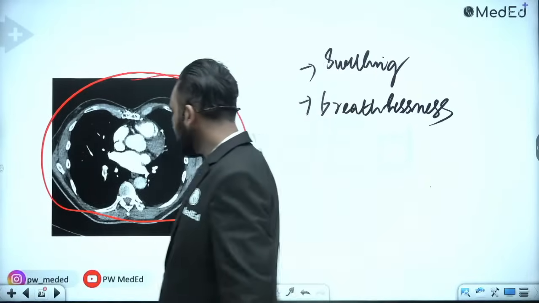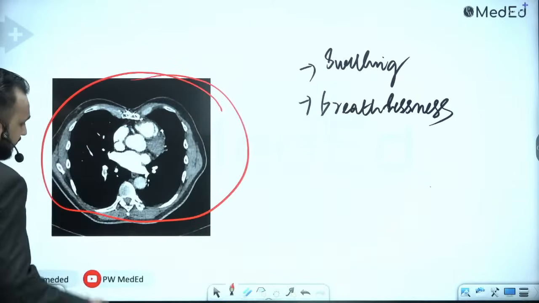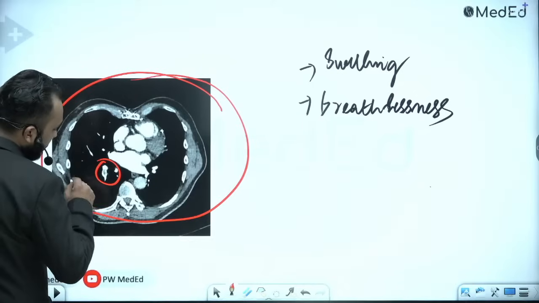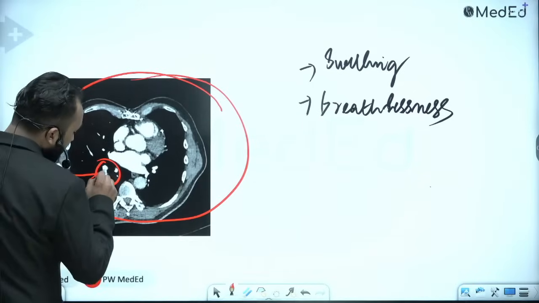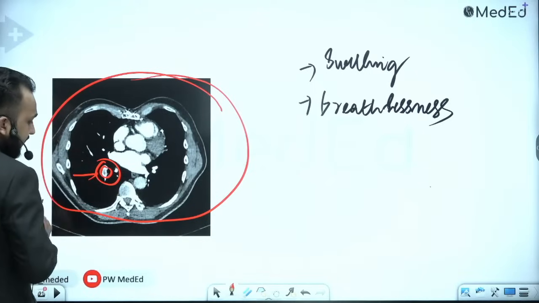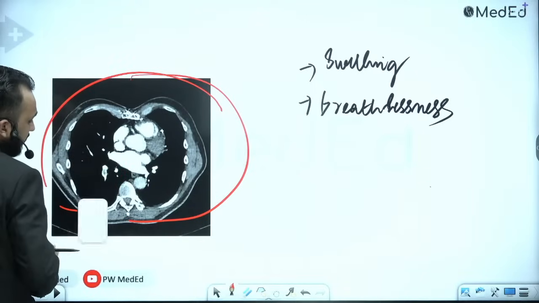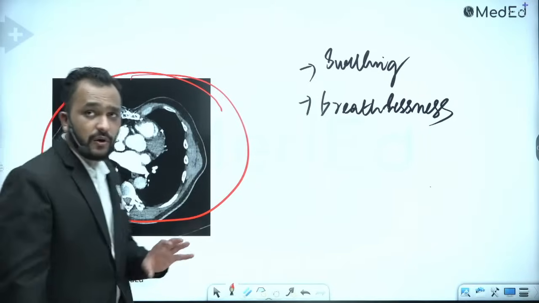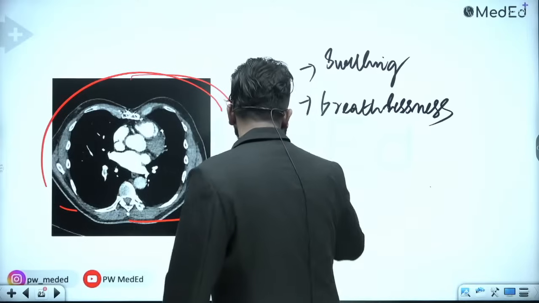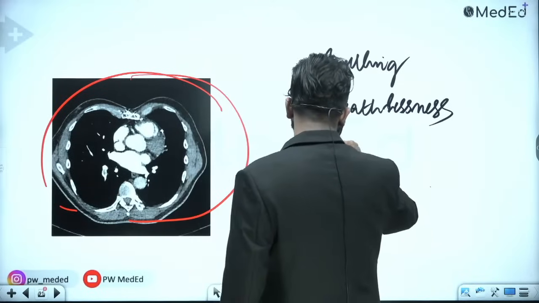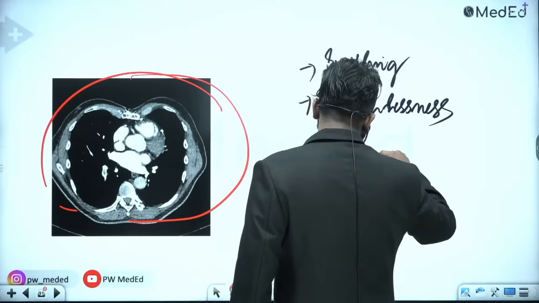So here in this case we can see that there is a filling defect. A filling defect can be seen in the pulmonary artery. This is because of the presence of thrombus within the pulmonary artery. This is a case of pulmonary embolism.